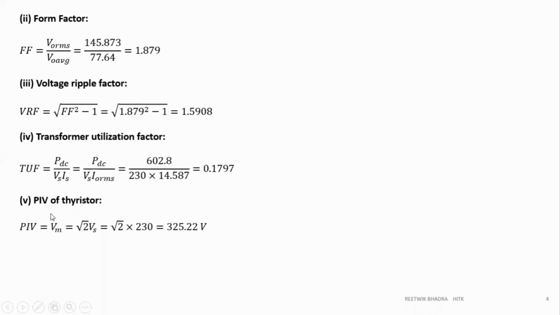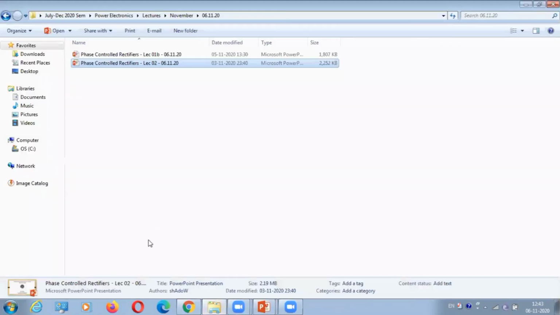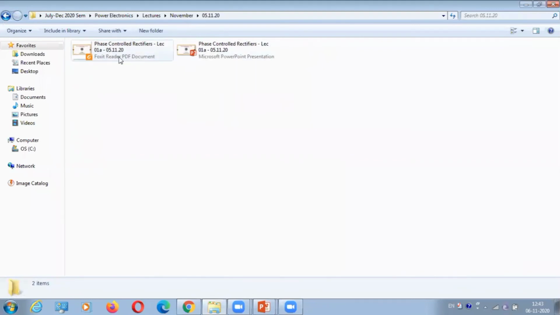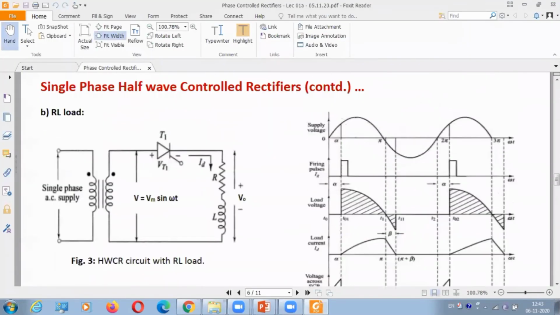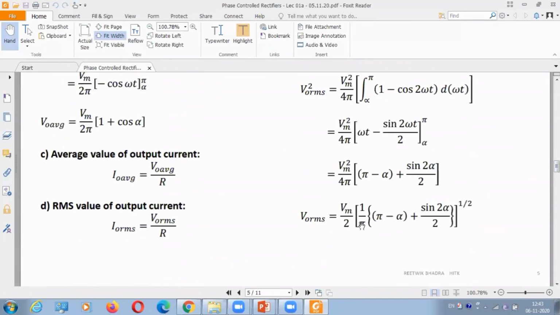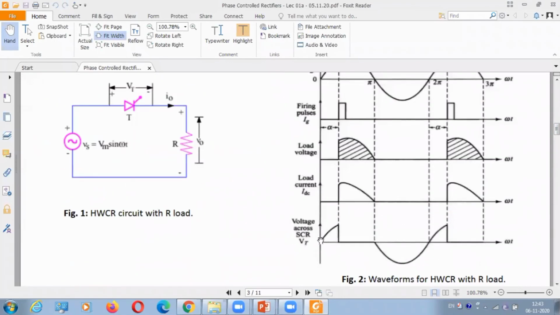What is PIV? The peak inverse voltage of thyristor. Just 1 second. For this, you have to check this one. I'll just open the PDF. Okay, so over here it's R load. For this R load, what is my PIV? Peak inverse voltage. What is the maximum inverse voltage that can appear across this?